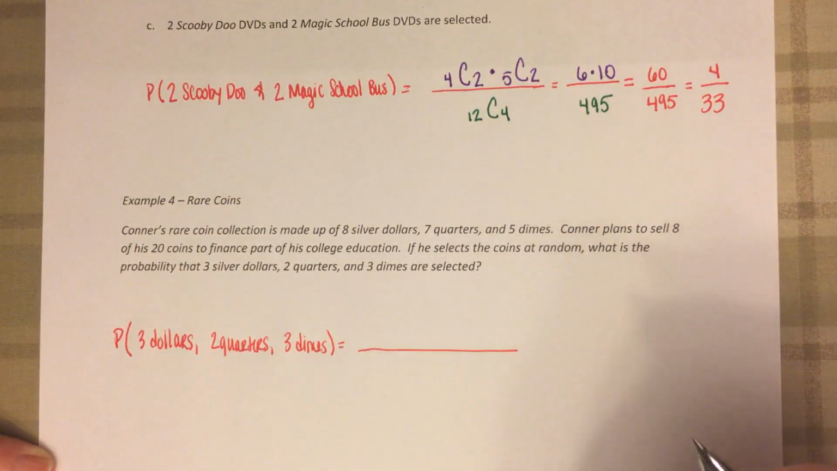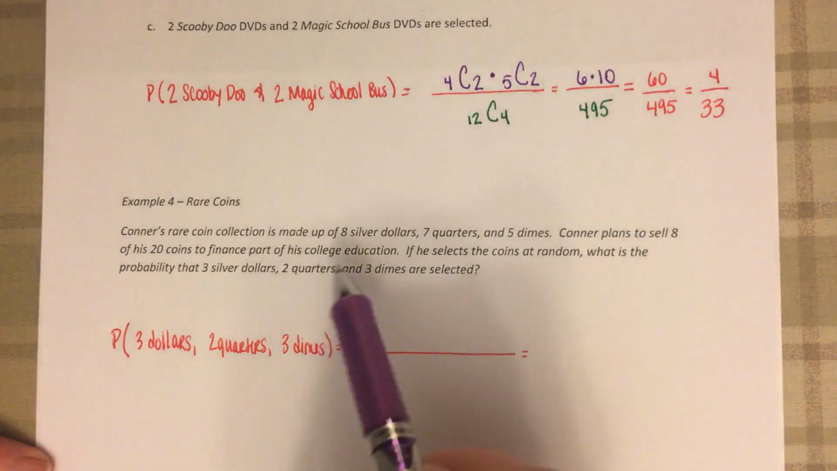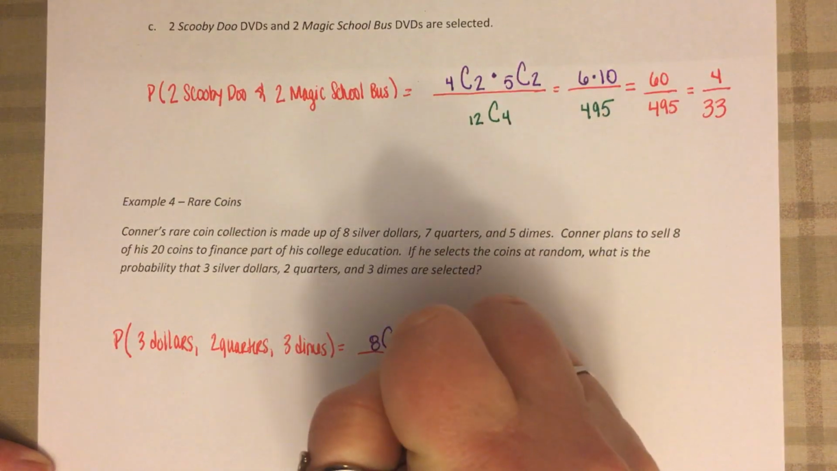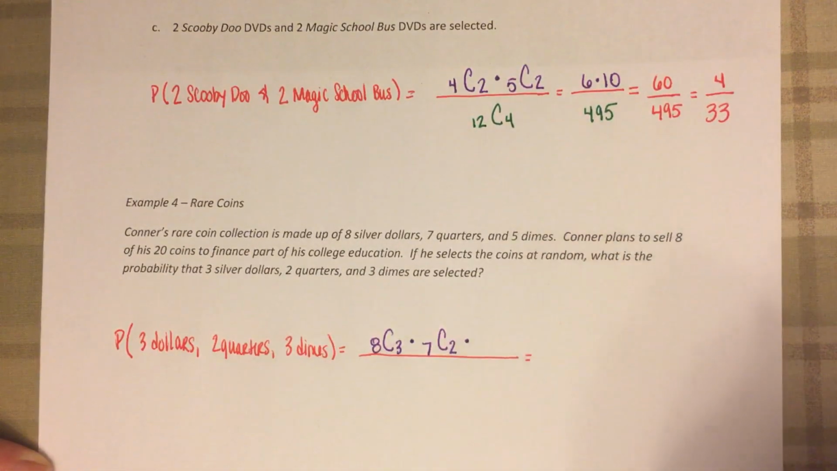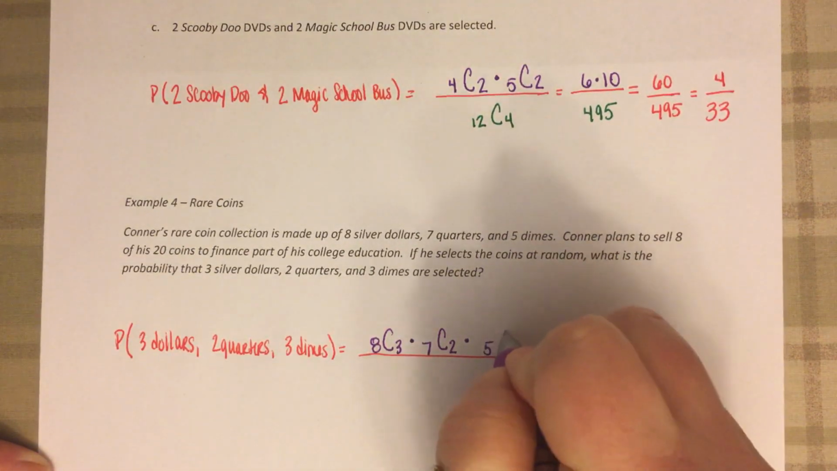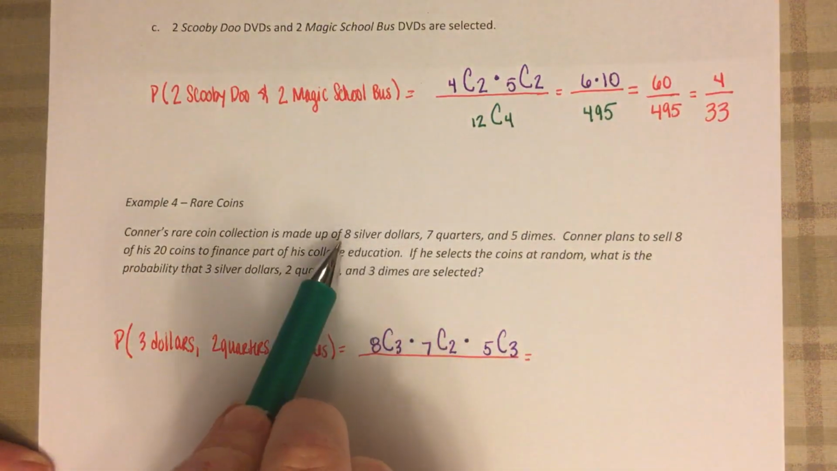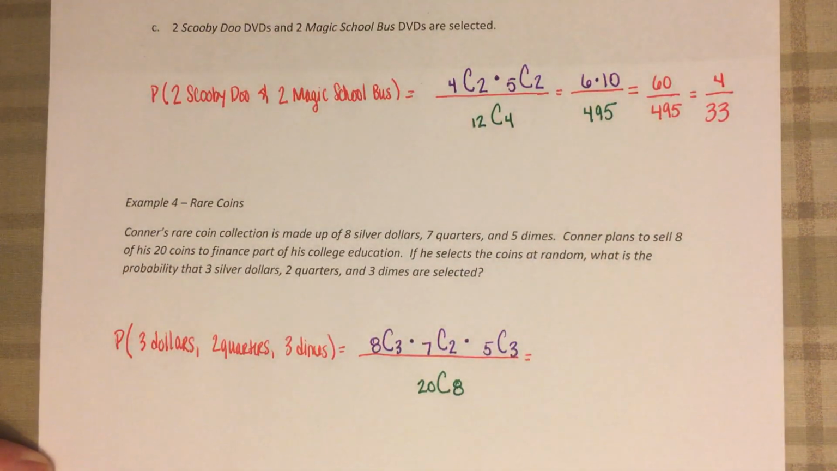So in our numerator, we're going to have 3 different numbers that we are going to multiply together. Looking at silver dollars, he has a total of 8 silver dollars in his collection, and we're picking 3. So we're going to have 8C3 times 7C2 times, we have 5 dimes, so 5C3. In our denominator, 8 plus 7 plus 5 gives us a total of 20. So 20C, and we're choosing a total of 8 coins. So we're going to have 20C8 in our denominator.